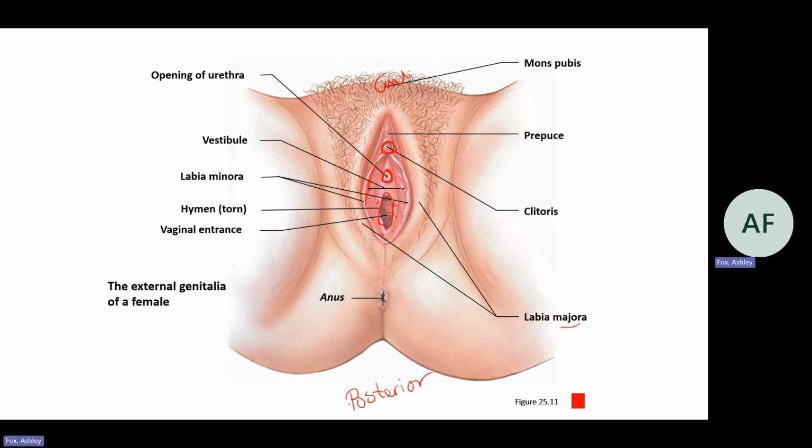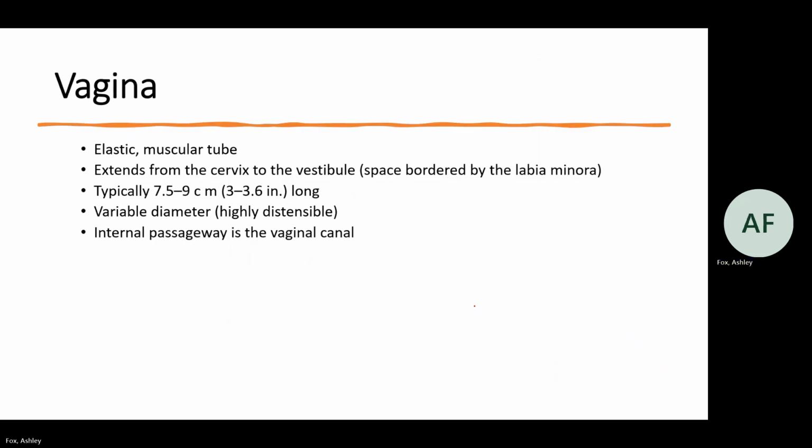Surrounding, kind of between the labia minora, is actually the vestibule. So it's just kind of a space. The vagina is going to be the beginning of the internal genitalia. It extends to the vestibule, so that space that I just showed you surrounding the labia minora, and you have the vaginal opening here, and it goes internally, part of the internal genitalia, into the cervix.